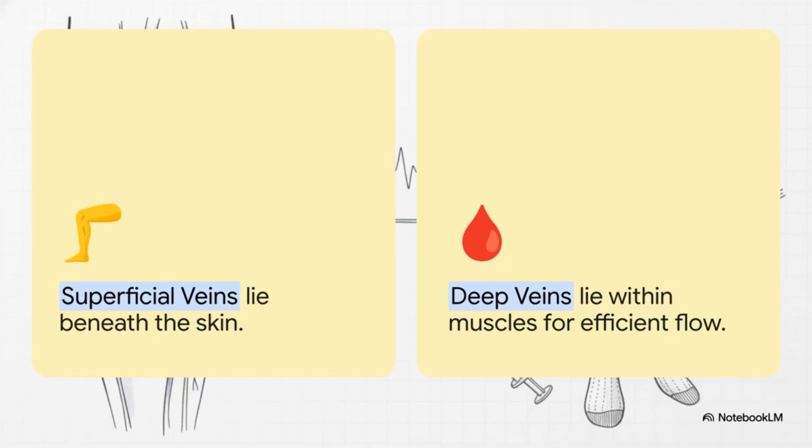On the flip side, the deep veins, like your femoral vein, are safely tucked deep within your muscles. That muscle surround makes their blood flow highly efficient. Now, connecting these two systems are the perforator veins. You can think of them as one-way trapdoors that direct blood from the superficial system inward to the deep system. When those trapdoors fail, well, that's when the trouble really begins.